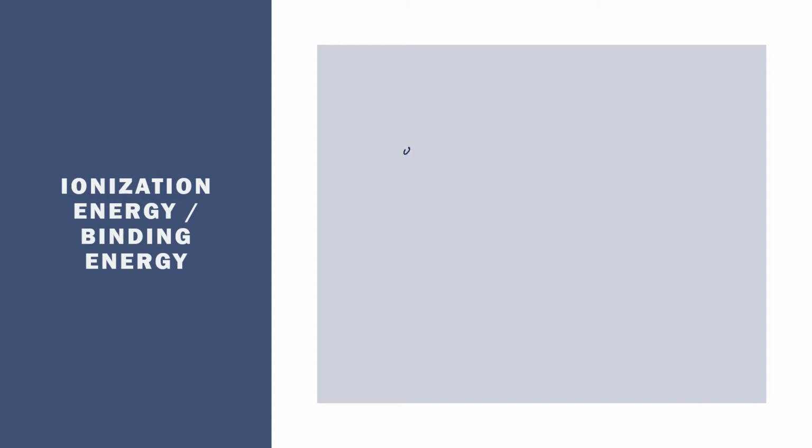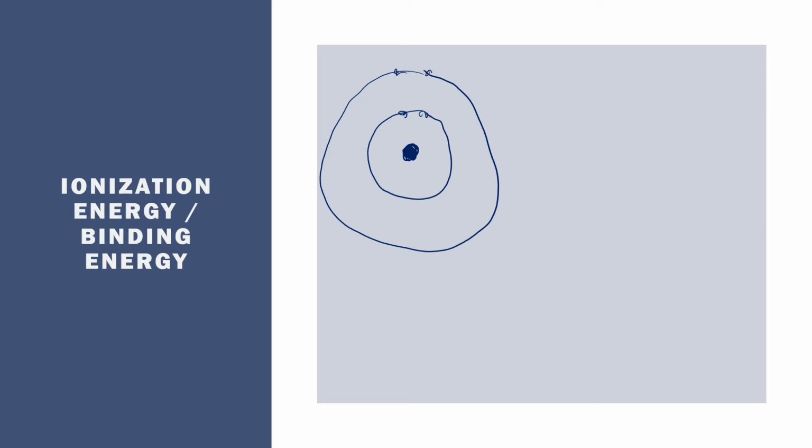And remember, Bohr models are not perfect, but it's useful in some cases. We have a nucleus, right? And then the first energy level electrons are closest to the nucleus. Second energy, they get a little bit further away, right? So there's a couple things going on here. When you have ionization energy, or binding energy as it's sometimes called, it's the energy required to remove an electron from the atom.